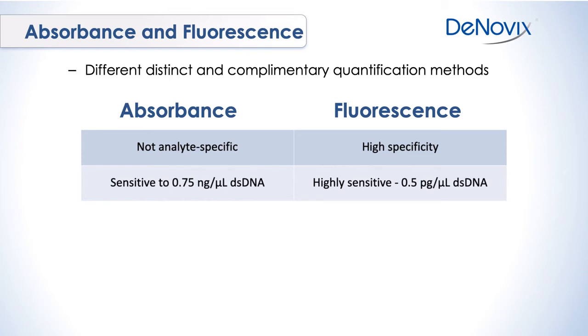Absorbance can be a very sensitive measure. The DS11 that we saw measuring those samples can measure down to 0.75 nanograms per microliter of double-stranded DNA. But fluorescence is a much more sensitive technique. So it's highly sensitive, can measure down to 0.5 picograms per microliter of double-stranded DNA. That's when you're using the ultra-high sensitivity Denovix kit.